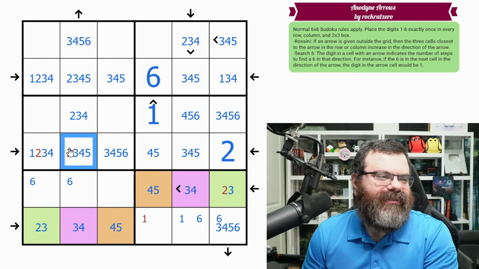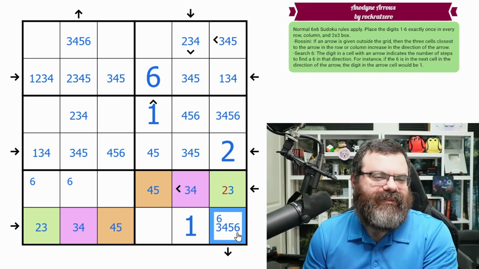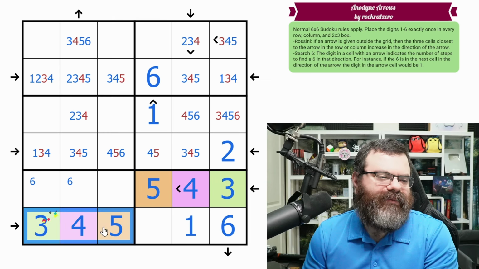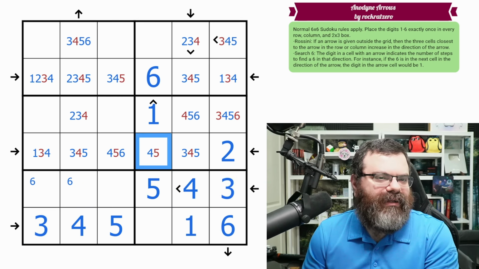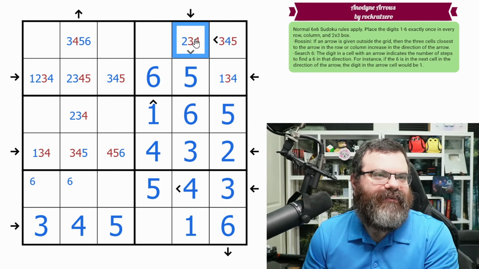Okay. Let's clean these up. Those aren't 2s. So that's not a 3, because that's to increase. That's not a 1. So this is our 1, and this is our 6. So this is 3, 4, 5, making that 3, 4, 5, and we don't need the colors anymore. We do get a 3 in the corner. Nice. So we get the 4, we get the 5, we get the 6, the 3. Wow, this is collapsing. We get the 5 and the 2.